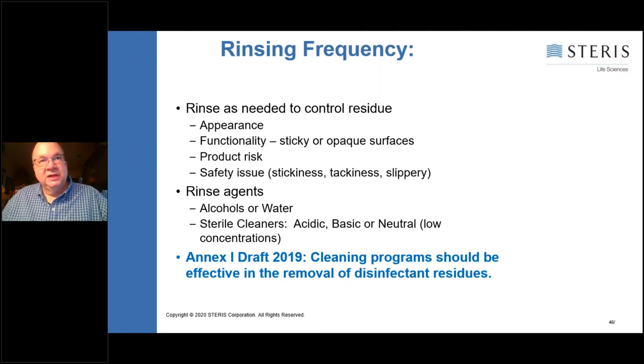We recommend 70% IPA or ethanol for stainless steel or glass. Water for injection can be used with a damp mopping method for the floor. You should be using a different mop for the floor and the cove of the floor, which is right above the floor, versus the wall and versus the ceiling. And if you have very excessive residual buildup, you can use a sterile cleaner, followed by an IPA rinse or a WFI rinse. And the new draft version of Annex 1, assuming it does get finalized at this time next year, does talk about the need to remove residuals on surfaces in the clean room.